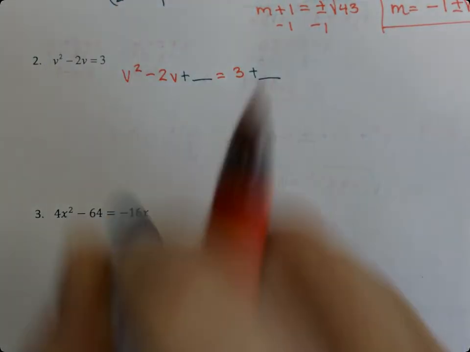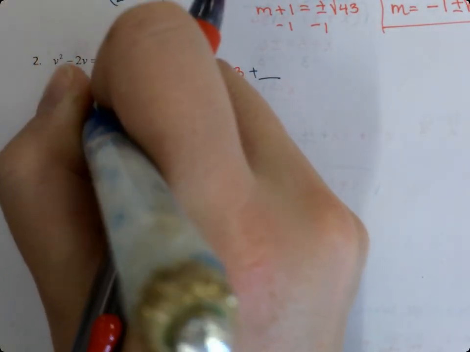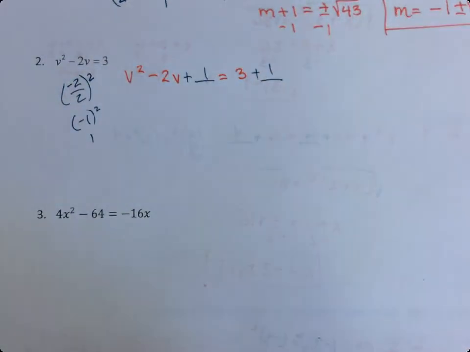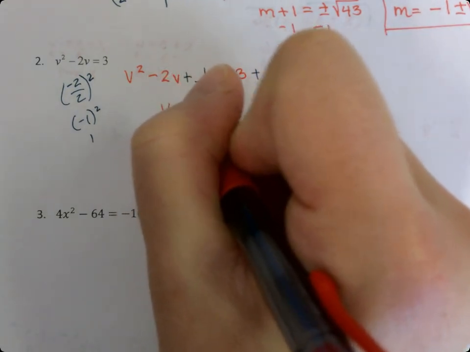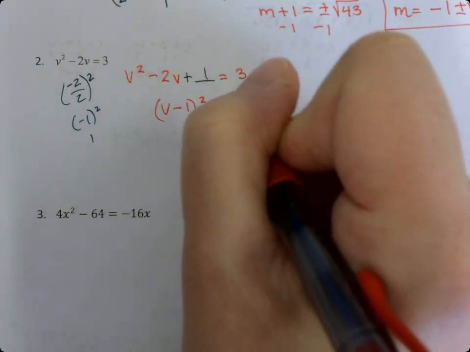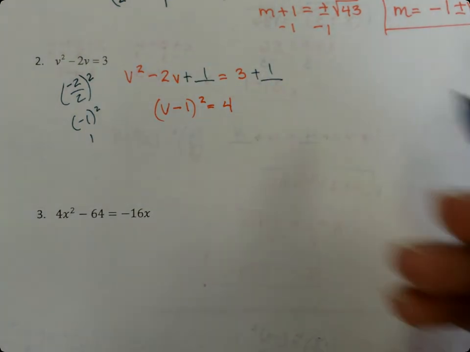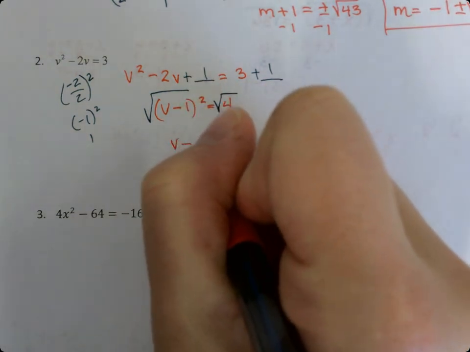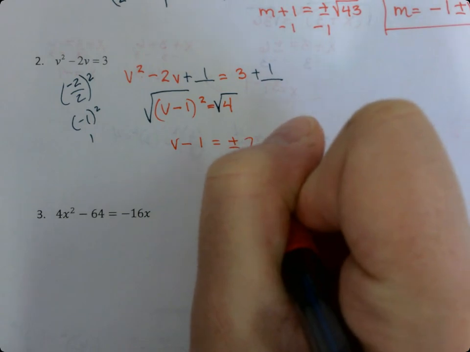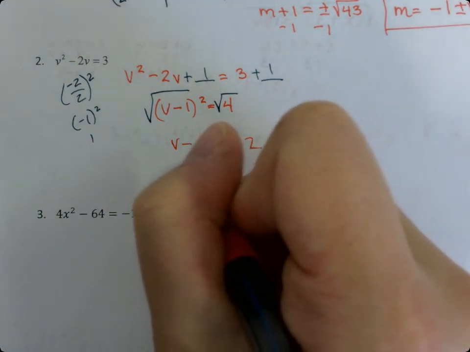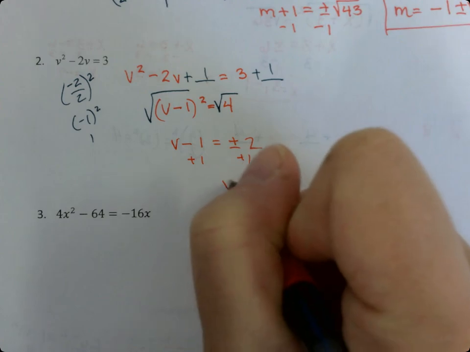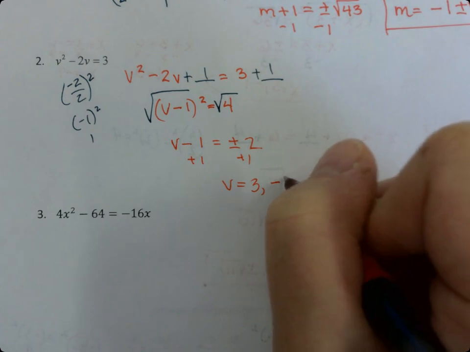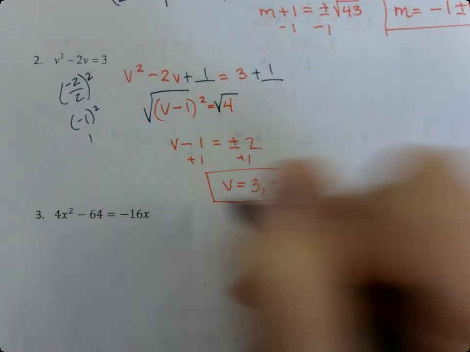We are going to take negative 2, divide it by 2, and square it. That's negative 1 squared, which is 1. Okay, the difference on this one, when I factor, it's going to be v minus 1 times v minus 1 equals 4. And this is where we were yesterday, solve by taking the square root, and I get v minus 1 equals positive or negative 2. So, add the 1 to both sides. So we have 2 plus 1, which is 3, and negative 2 plus 1, which is negative 1. And those are my two answers.